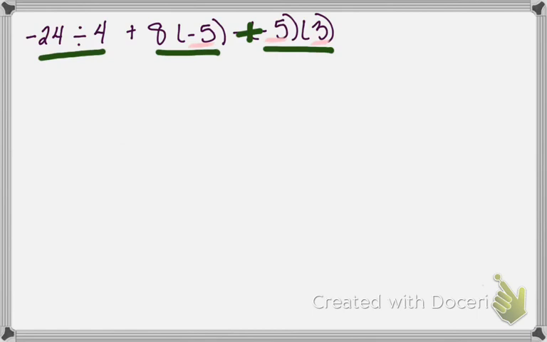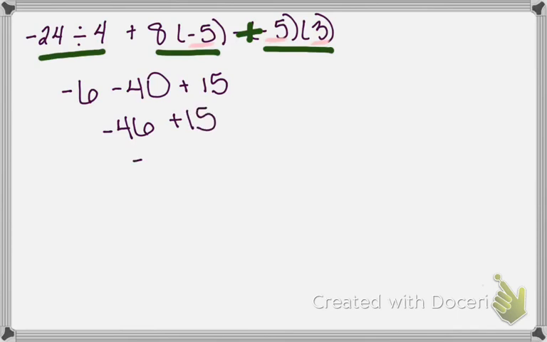So, negative 24 divided by 4 is negative 6. 8 times negative 5 is negative 40. 5 times 3 is positive 15. Okay? Negative 6 and negative 40 is negative 46. So my answer here is negative 31.